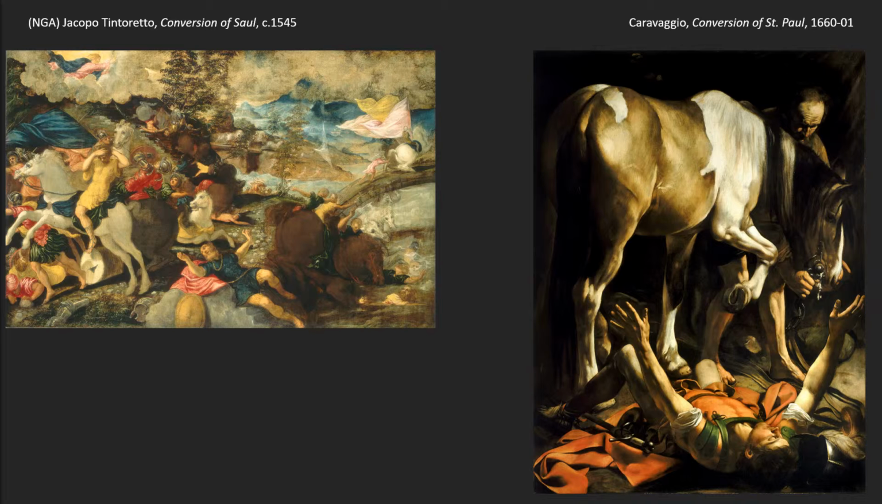What are our 3 precepts? Simple. Immediately intelligible. He's gotten rid of all the extraneous details. There's nothing confusing, there's nothing to distract you from the central scene of Paul falling off of his horse. How does he achieve that simplicity?